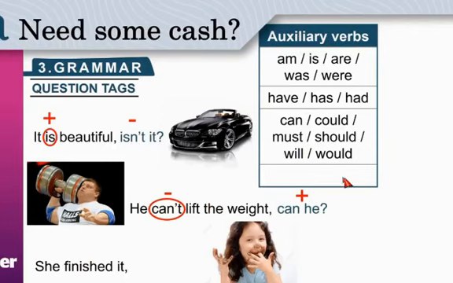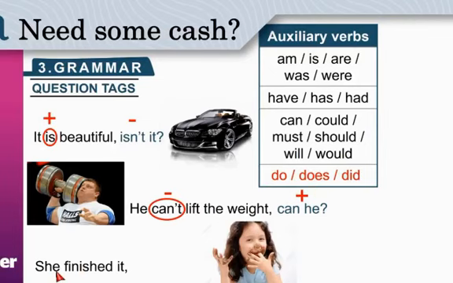If we find no auxiliary verb, then I want to use do, does, or did. Yes, we use do, does, or did. We use do and does for present simple. We use does with he, she, and it. Do with I, you, we, and they. We use did with the past simple.